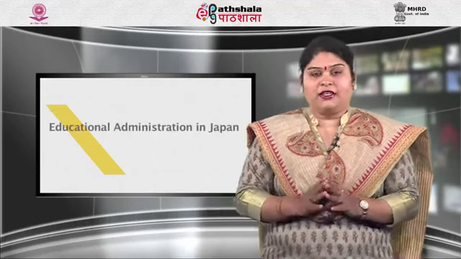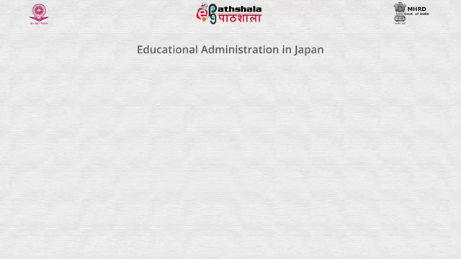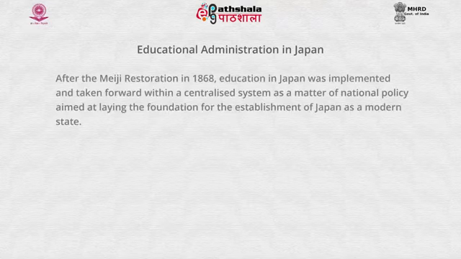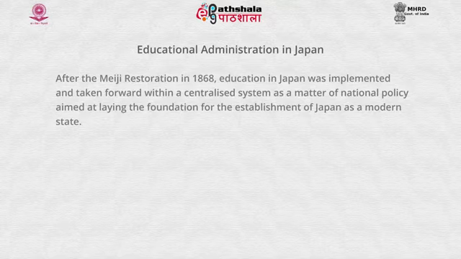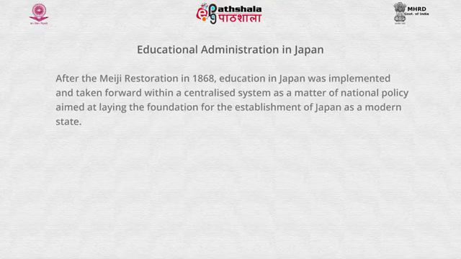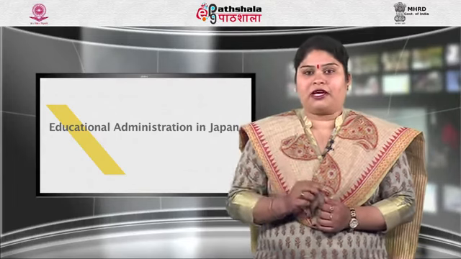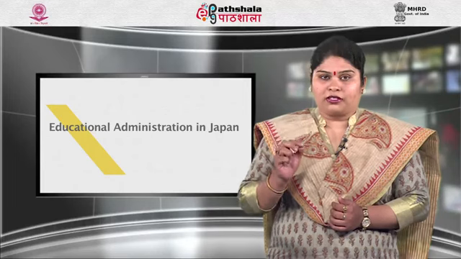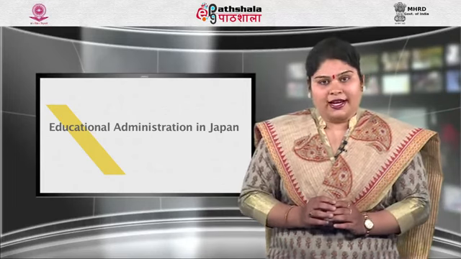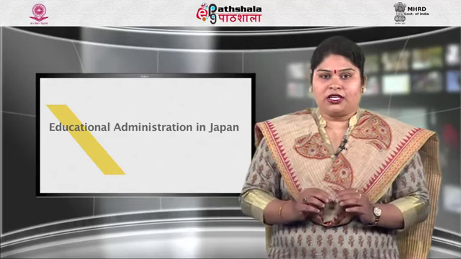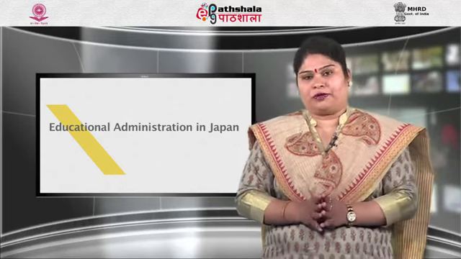Now, we will discuss the educational administration in Japan. After the Meiji Restoration in 1868, education in Japan was implemented and taken forward within a centralized system as a matter of national policy aimed at laying the foundation for the establishment of Japan as a modern state. However, after the end of World War II, as one element of democratic reform, a process of educational reform was carried out aimed at the democratization and decentralization of education.